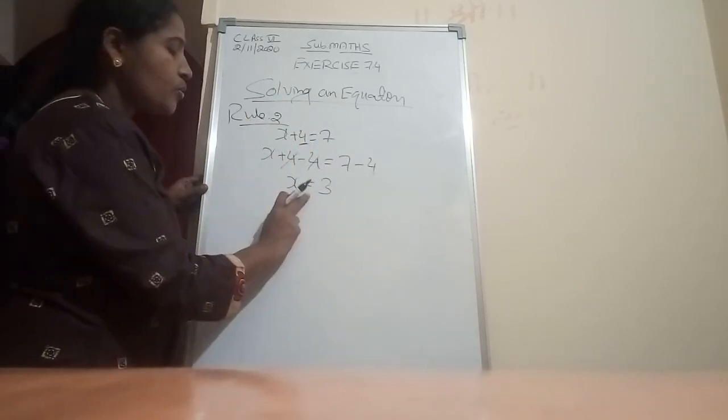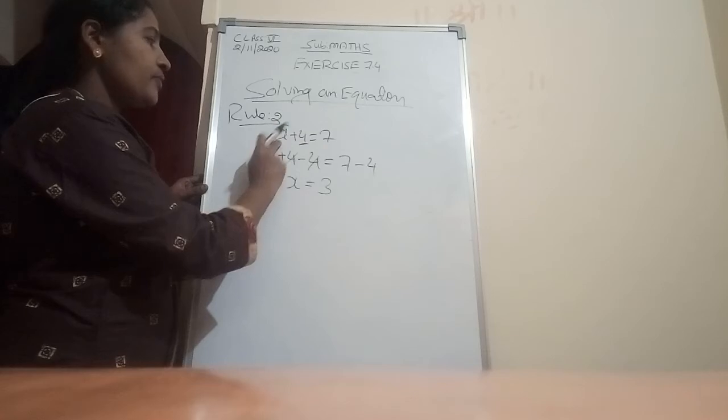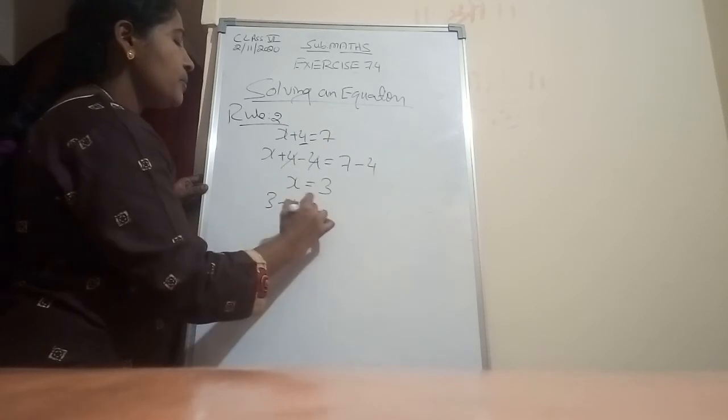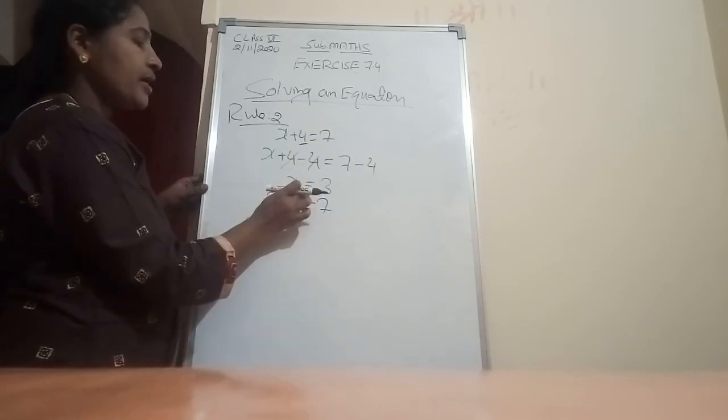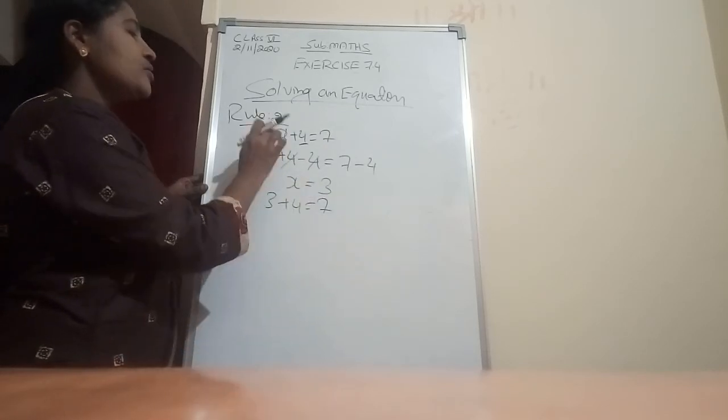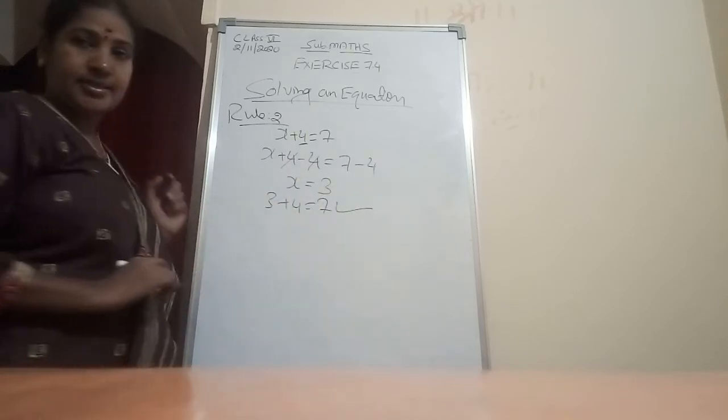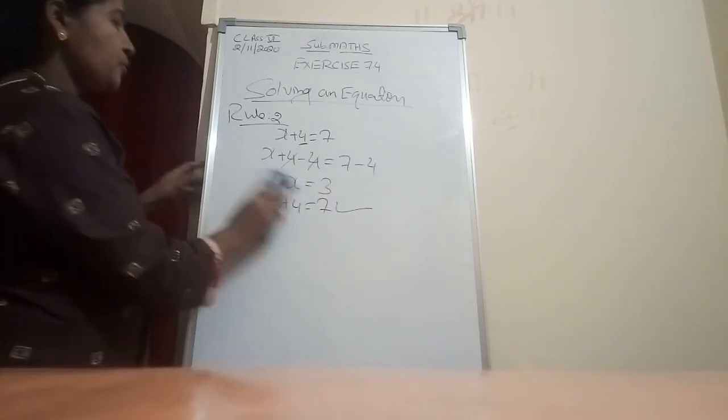If I substitute x as 3 here, what will happen? 3 plus 4 will be 7. Substituting x as 3, 3 plus 4 is nothing but 7. Success. So this is rule number 2.